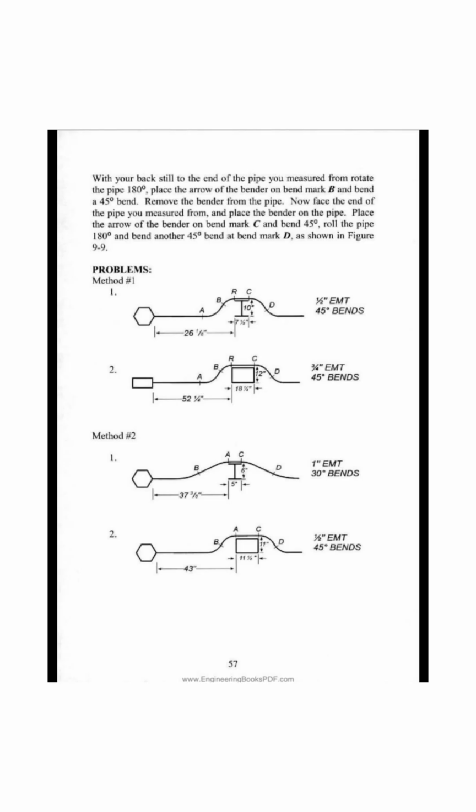With your back still to the end of the pipe you measured from, rotate the pipe 180 degrees, place the arrow of the bender on bend mark B and bend to 45 degrees. Remove the bender from the pipe. Now face the end of the pipe you measured from, and place the bender on the pipe. Place the arrow of the bender on bend mark C and bend 45 degrees, roll the pipe 180 degrees and bend another 45 degrees at bend mark D, as shown in figure 9-9.